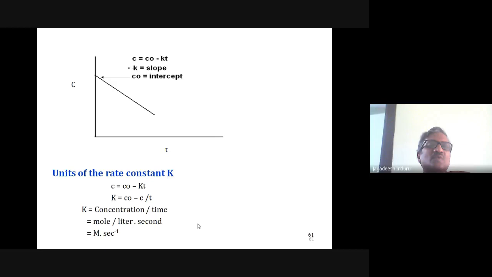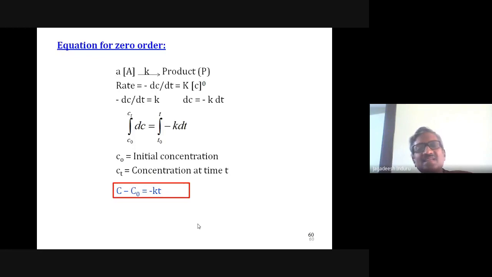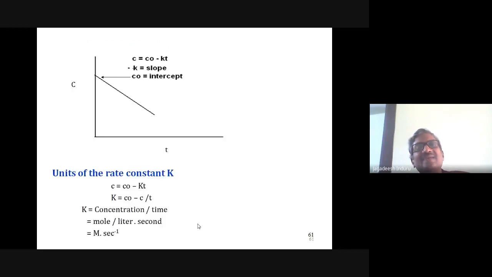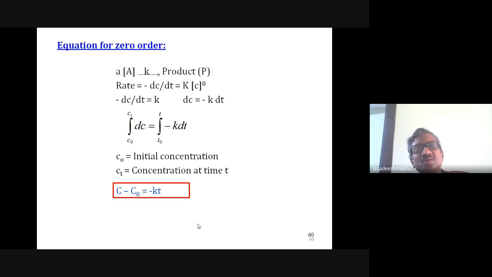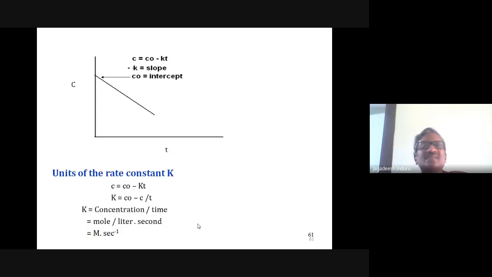So the reaction equation in this particular case is, C0 is your initial concentration, and C is the final concentration after the time T. You are going to arrive at C is equal to C0 minus Kt. If you rearrange this equation, the minus C0 comes to this side as C0, and minus Kt. So this is actually the reaction equation.